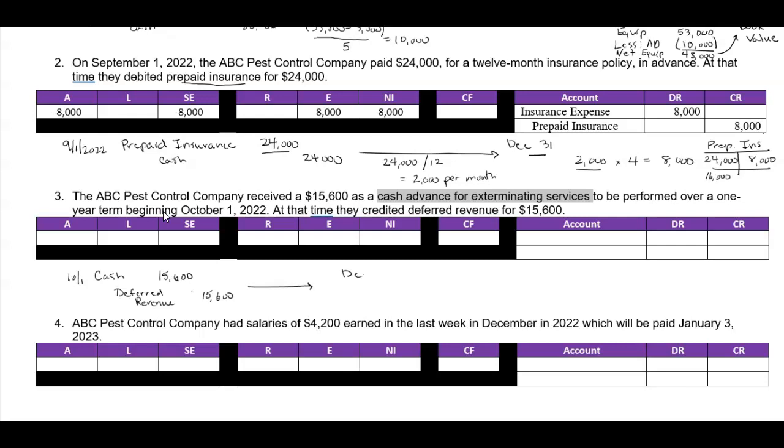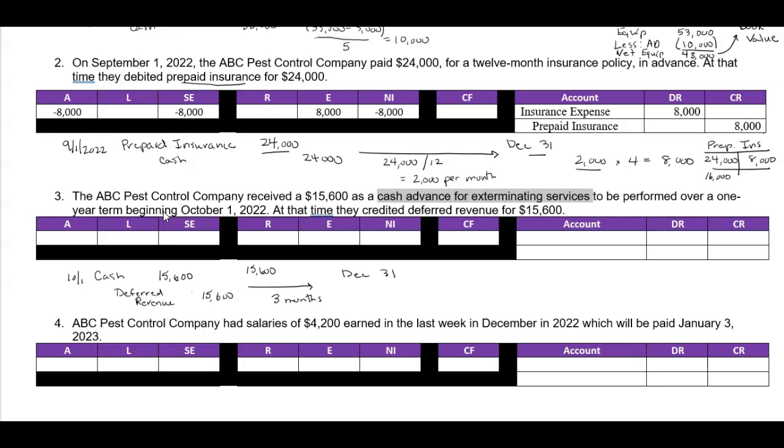Now, December 31st has rolled around. Do I still owe my clients a full 12 months of service? Well, no. At this point, I should have provided October, November, and December. So I should have provided 3 months of service to my client. So if that's the case, what I need to do is take our $15,600. That's the total amount that we received from our customers.